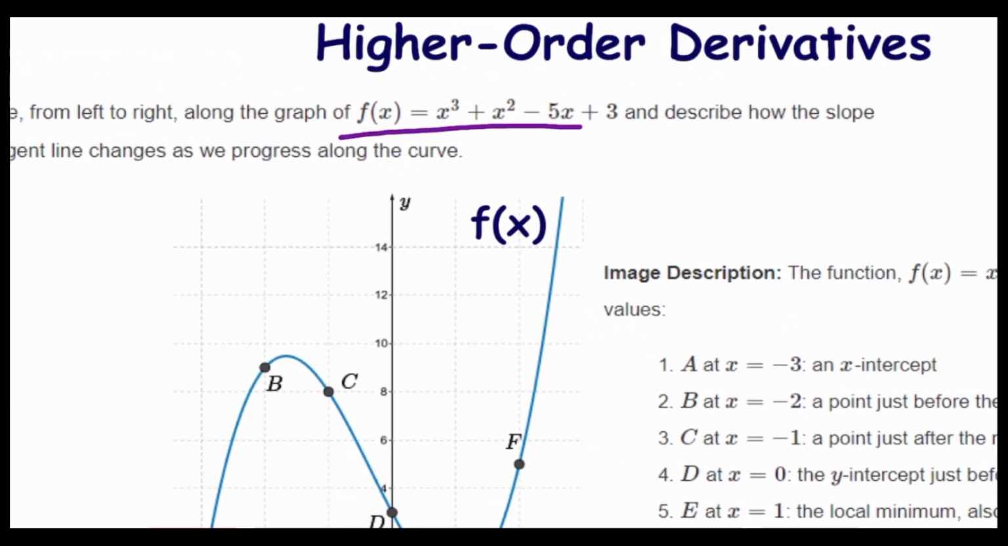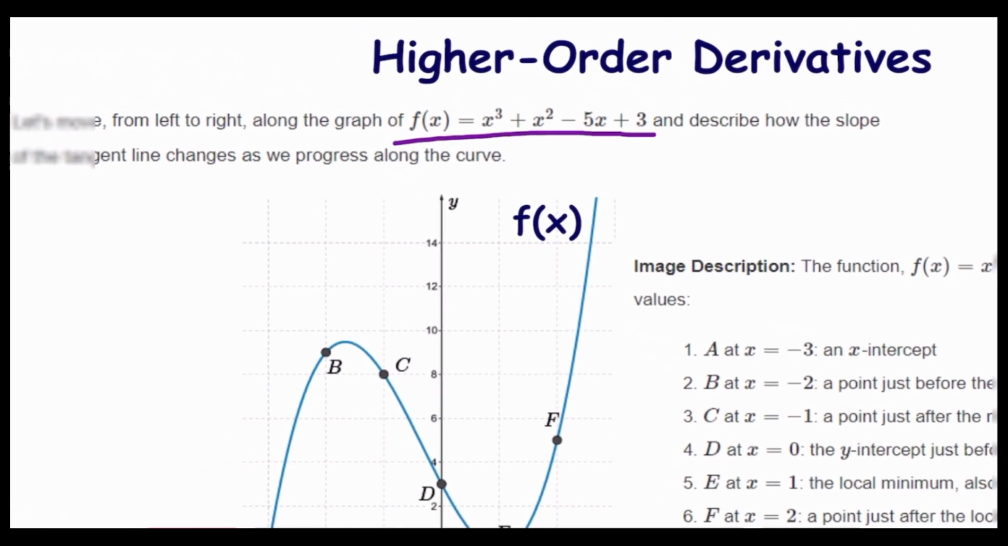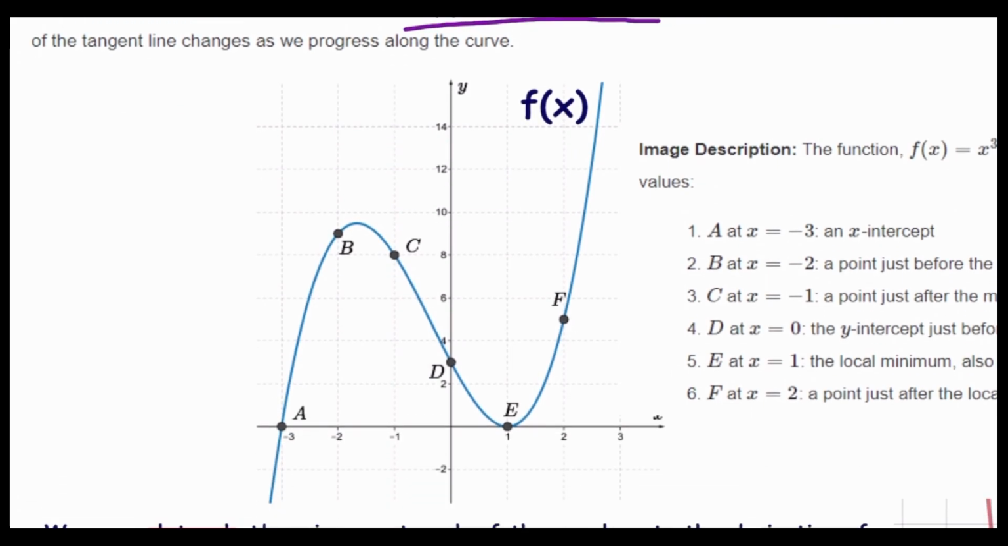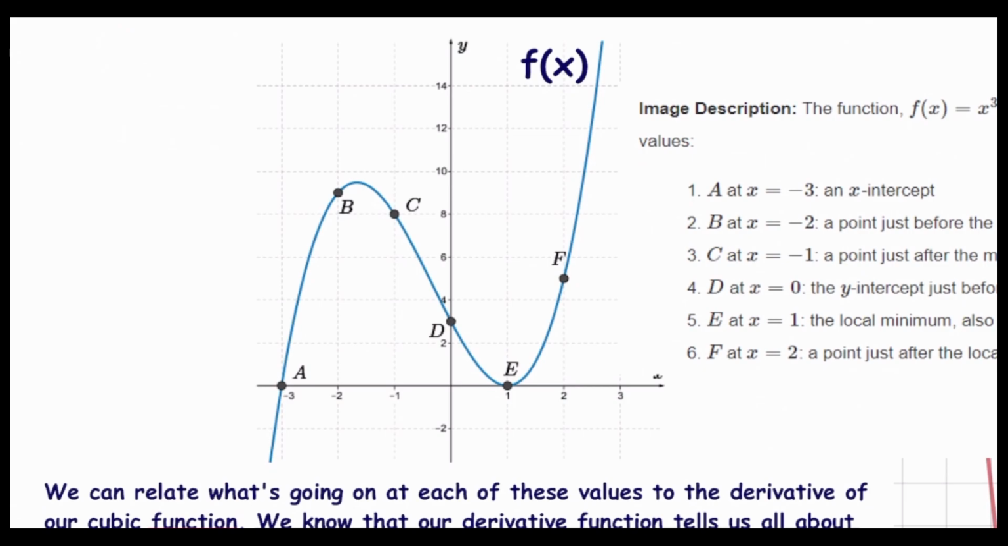plus x squared minus 5x plus 3, and describe how the slope of the tangent line changes as we progress along the curve. So if we take a look at our graph here, we have our graph and the curve is labeled f of x. Just a quick note about when we graph functions, make sure that you have the curve labeled so we know exactly which function we are seeing, especially if we're going to have more than one curve on our graph.